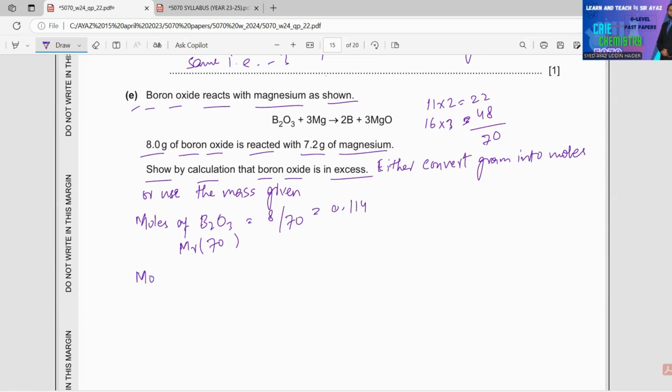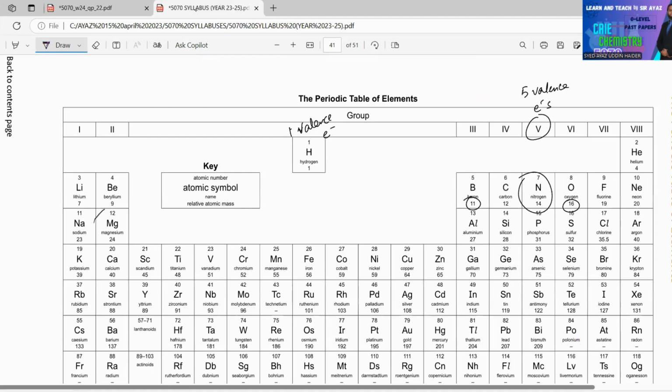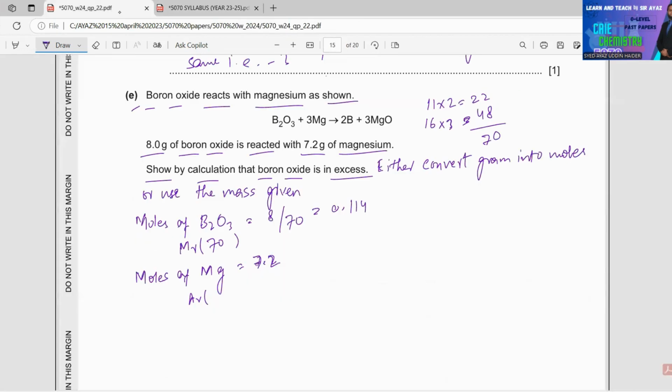What about the moles of Mg? We have 7.2 grams. In this case, we need the AR of Mg. It's 24. So you divide it by 24, and it becomes 0.3. 0.3 moles of Mg. Now start comparing.